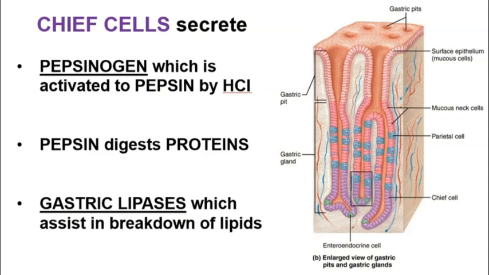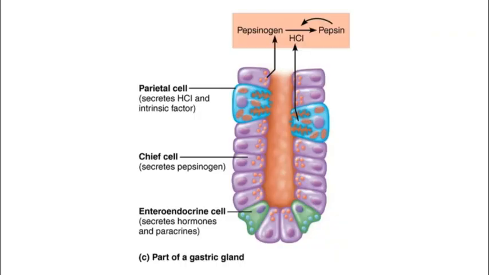The chief cells also secrete lipases, which function in the digestion of lipids. Gastric lipases, although they do digest lipids, are not the major factor that contributes to the digestion of lipids. Lipids are more fully and completely digested within the small intestine, but there is a minor start to the digestion of lipids within the stomach. So the chief cells secrete pepsinogen, again the inactive form of the enzyme pepsin, and the parietal cells secrete both hydrochloric acid and intrinsic factor.